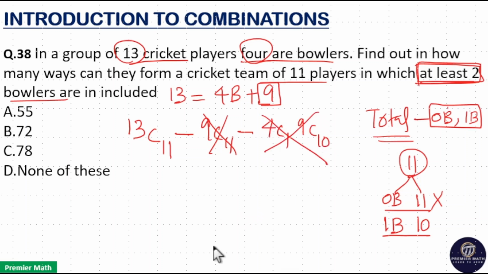So cancel this one. Which means our answer is 13C11, which is equal to 11 cancel, remaining 12 into 13 divided by 2 factorial. 2 goes 6 times in 12, 6 into 13, 78. Option C is your answer.